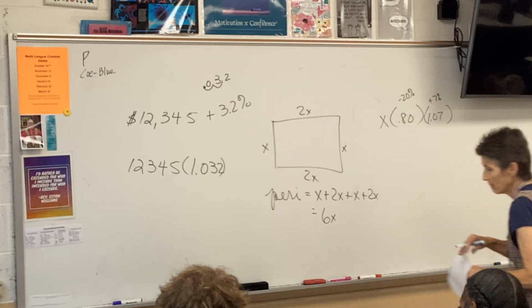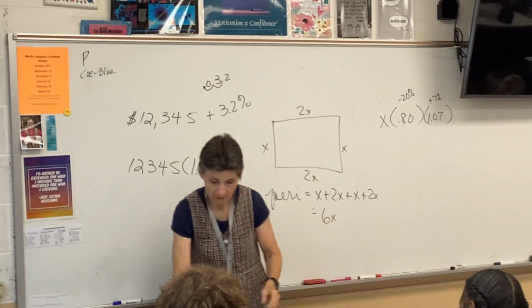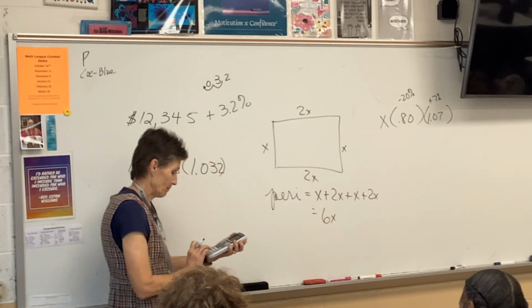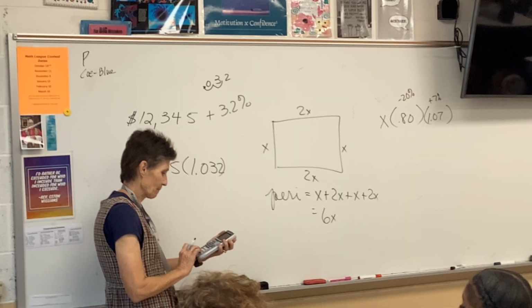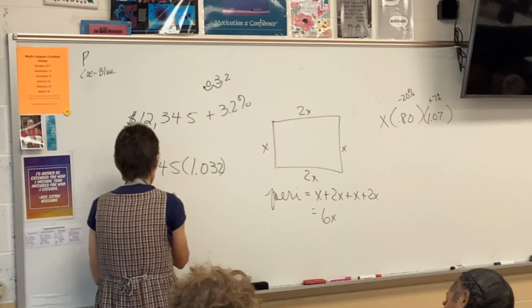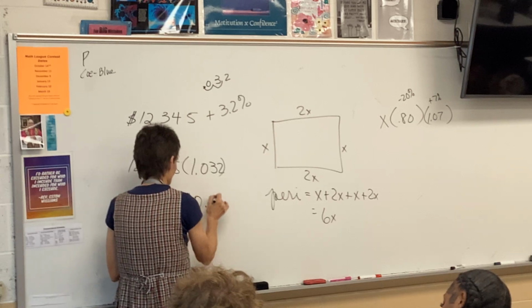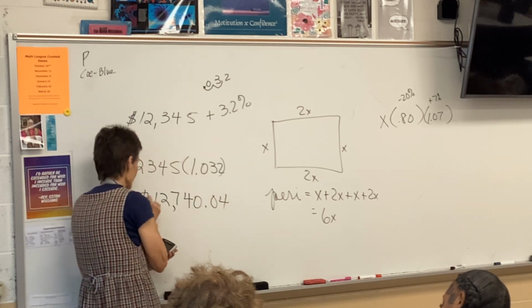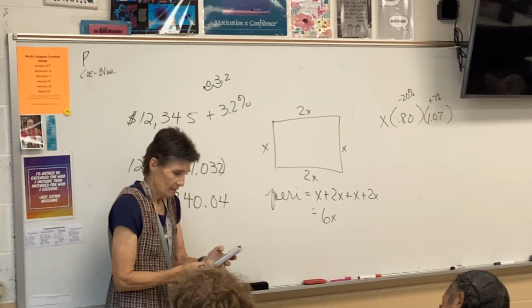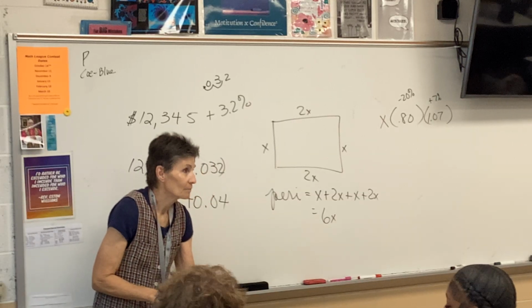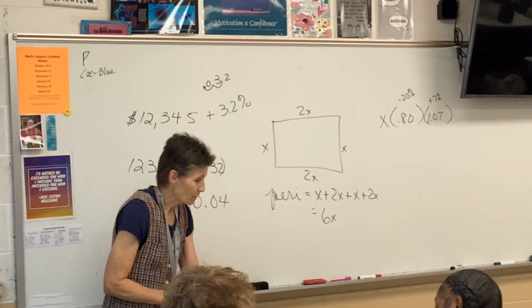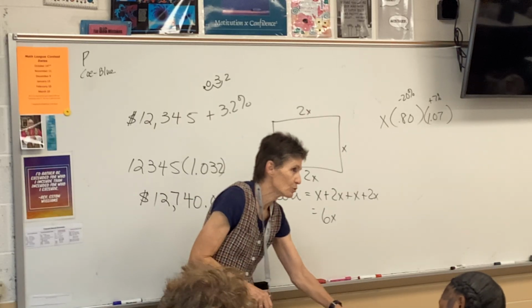All right, then I can type it in my calculator. 12,360. And what is my new salary? 12,360. Do you want us to add a decimal? Yeah, when you have money, we go to the hundreds, so that makes sense.